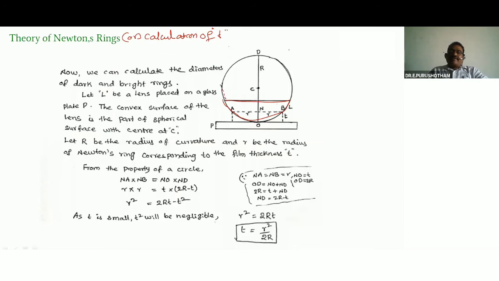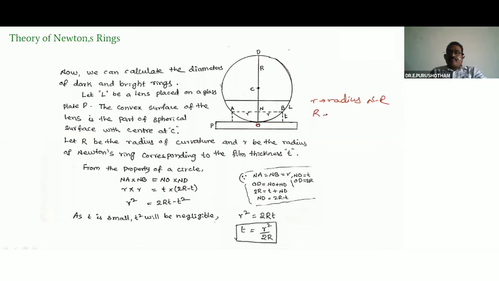We can extend and draw a spherical or circular surface. This is the center of this spherical surface, with center C. This is the radius, capital R is the radius. Here, small r is the radius of Newton rings. Newton rings we observe only in the thin film.